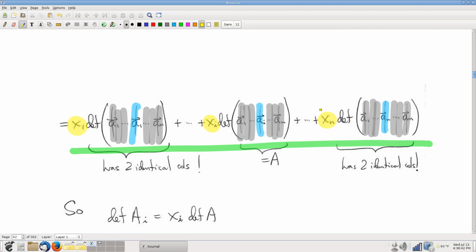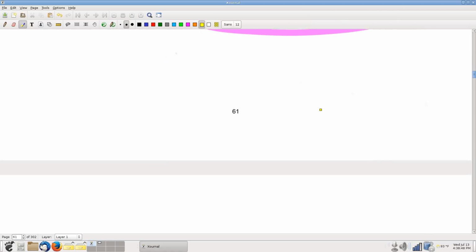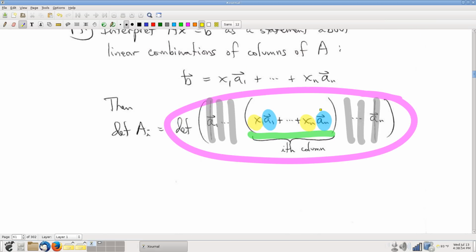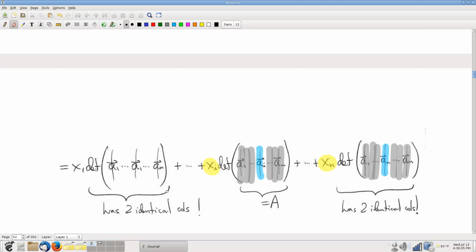Okay, so all I've done here in going from this expression, this determinant here, down to this expression, is apply multilinearity and take the linear combination on the inside and transform that into a corresponding linear combination on the outside. All right. So now let's look at this expression.